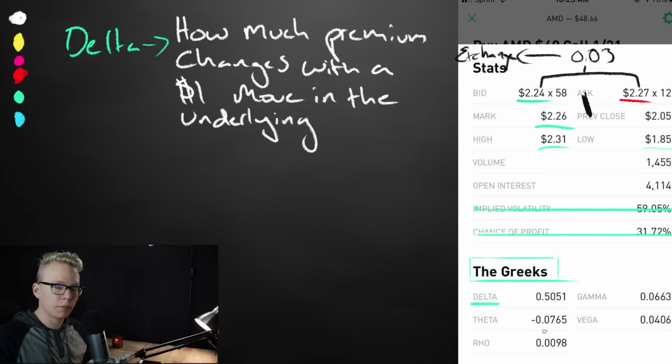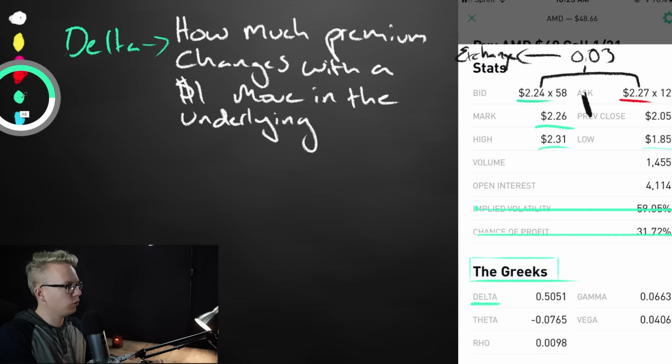And this kind of leverage might not be suitable for you. You may not be willing to lose $50 if AMD goes down $1. Okay, so it's up or down. It's positively correlated, which is why this number is positive. It's how much premium changes with a $1 move in the underlying. AMD goes up $1, you make $50. AMD goes down $1, you lose $50.